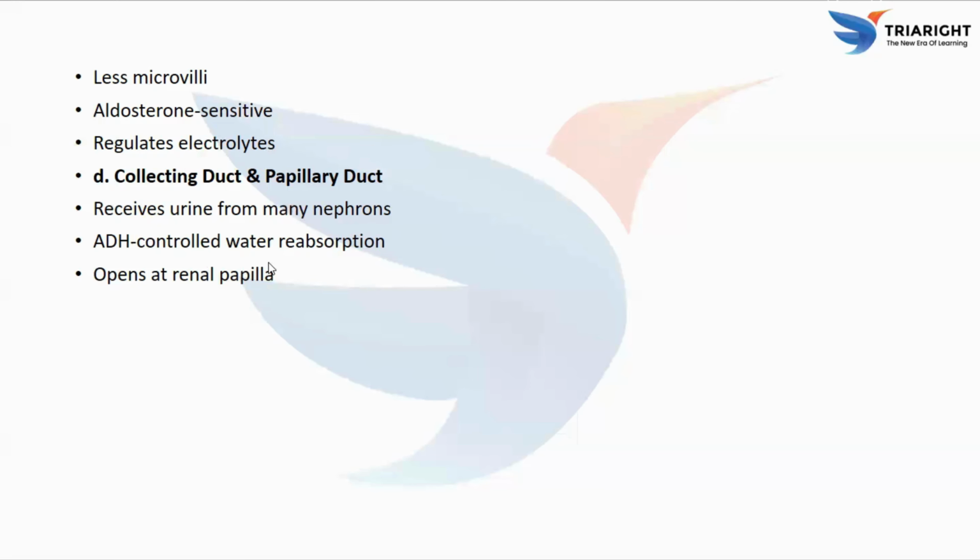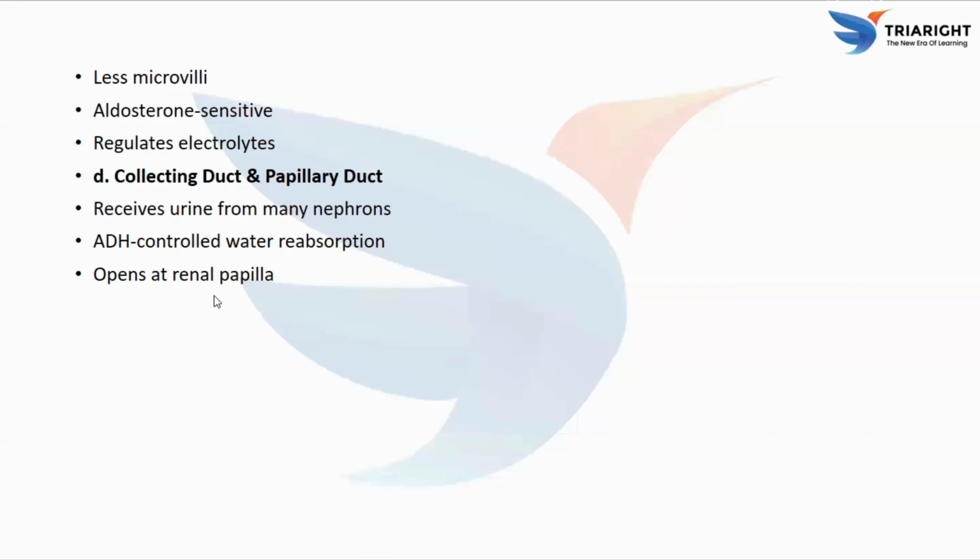So ADH controls water reabsorption. ADH is nothing but antidiuretic hormone. It controls the permeability of the collecting ducts to water. So more ADH gives more water reabsorbed and more concentrated urine. In cases of less ADH, more water is lost, which results in diluted urine. So ADH is like a water saving mode in the kidney.